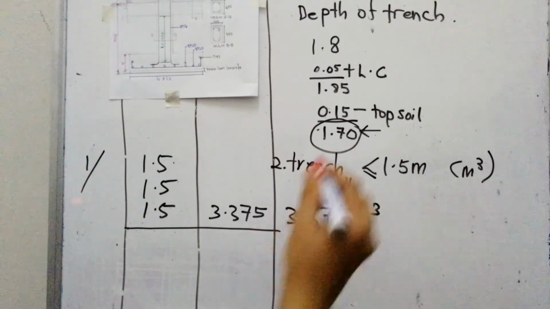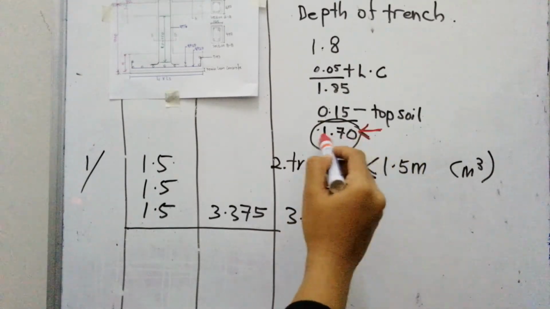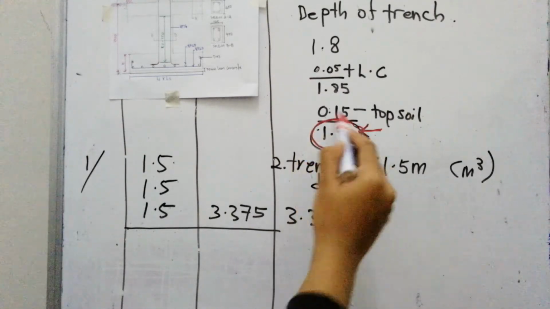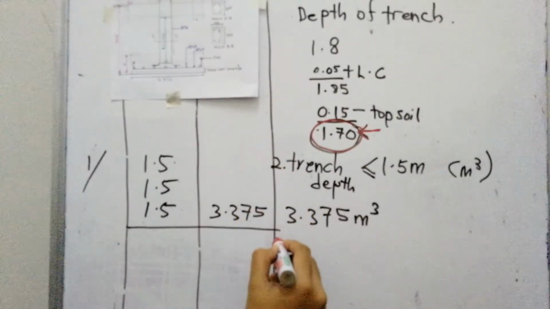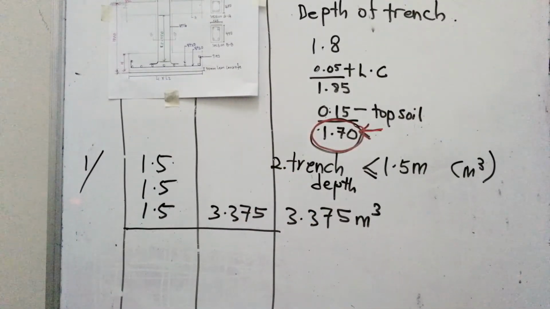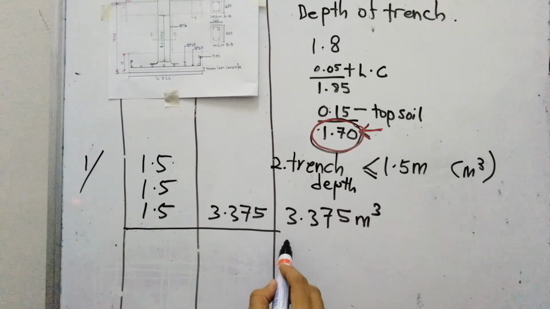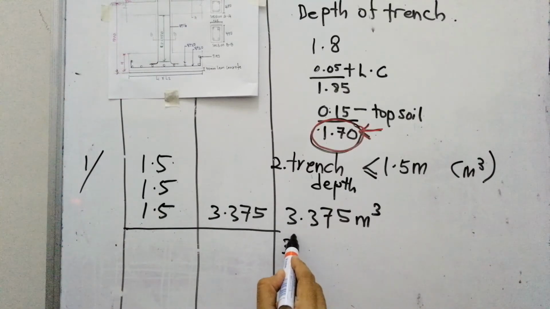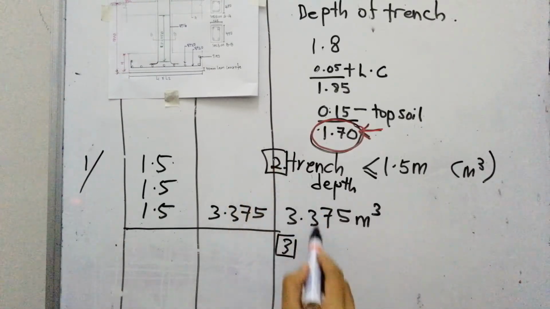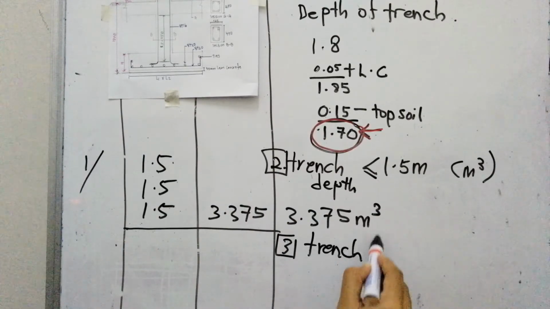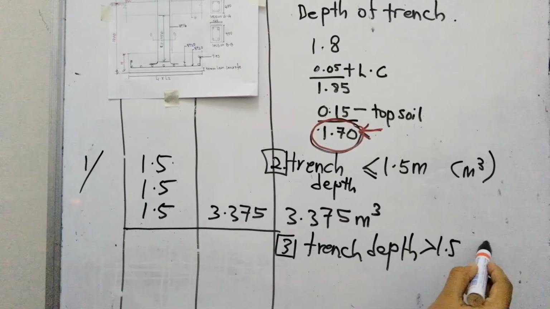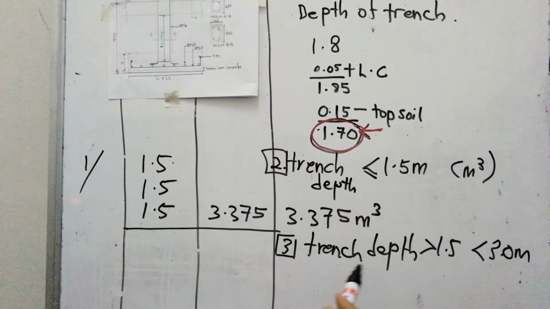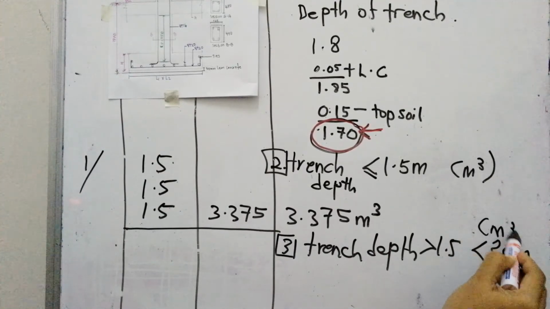Yet you have an excess. You have another 0.2 which you need to excavate. So you need to proceed to the third stage. The third stage is trench depth more than 1.5, less than 3 meter. This also you claim in unit cubic meter.